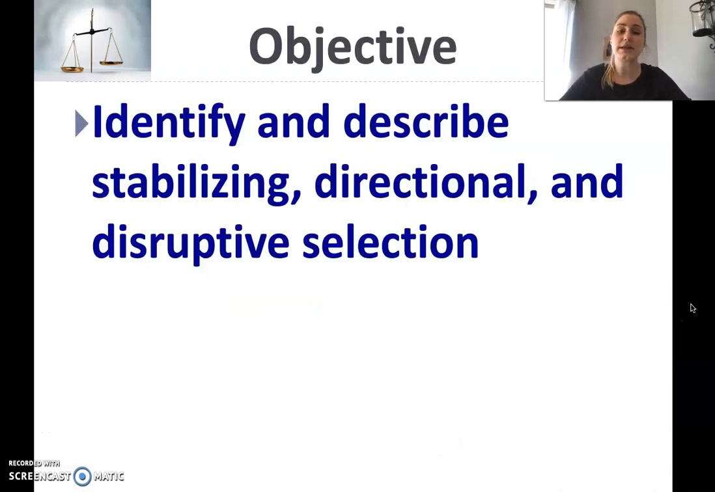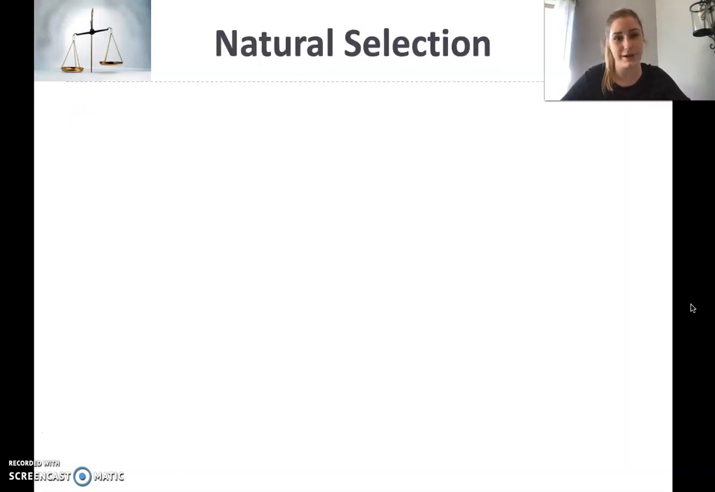This video is going to cover three types of graphs called stabilizing, directional, and disruptive. We're going to look at how those populations are going to shift over time depending on the natural selection pressures that exist on the population. Your goal is to be able to recognize what these graphs look like and be able to tell the story, or tell me an example of what type of graph you will see within the population here.